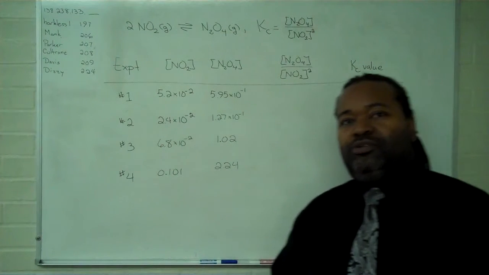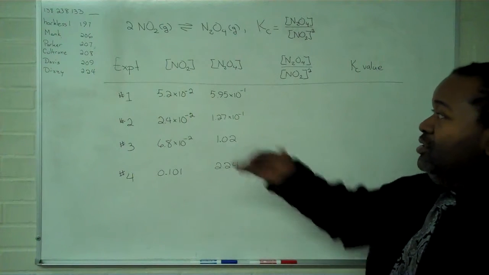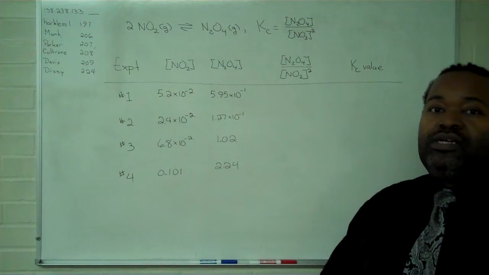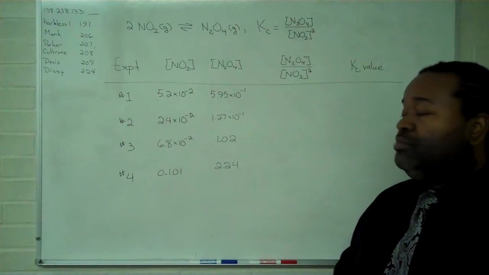This instructional video will show you how to determine a value for an equilibrium constant given a set of data for concentrations of species in a reaction that are already at equilibrium.